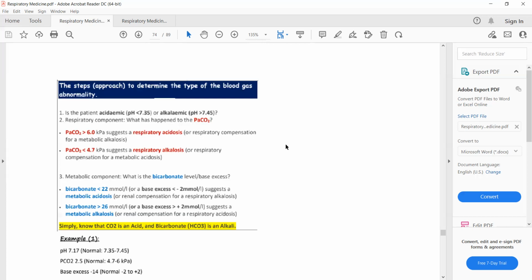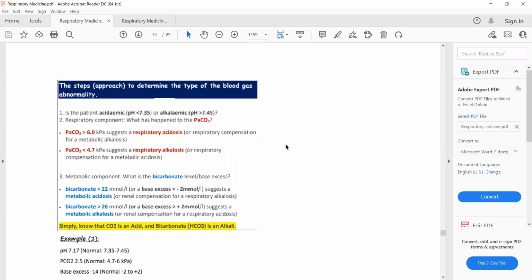Whenever there's a respiratory problem, compensation will be metabolic. And if it's a metabolic problem, compensation will be respiratory. Remember this second point. The first point is that carbon dioxide is an acid and bicarbonate ion is an alkali. The second point is if there is a problem in the respiratory system, compensation will be metabolic.